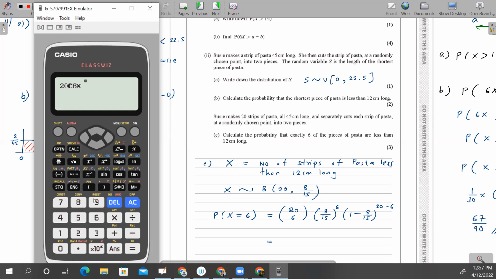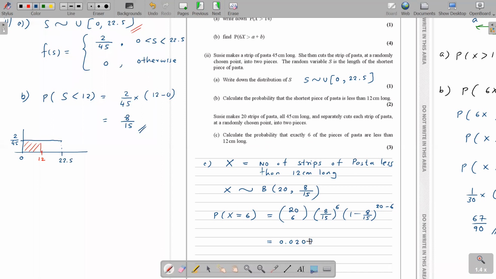20c6 into 8/15 to the power 6, into 1 minus 8/15 to the power 20 minus 6. Are you with me? So we get 0.0207. Is this clear?